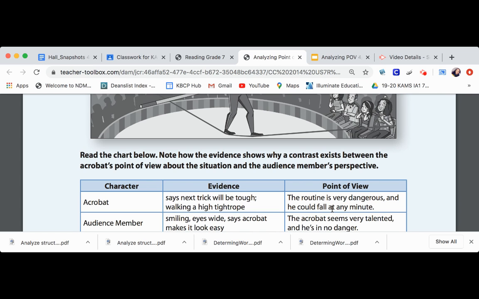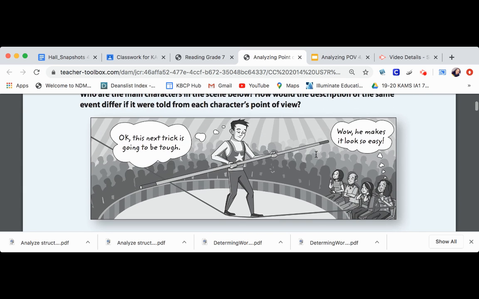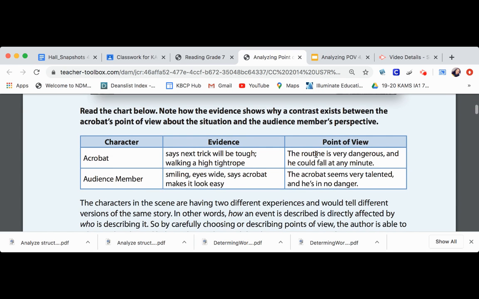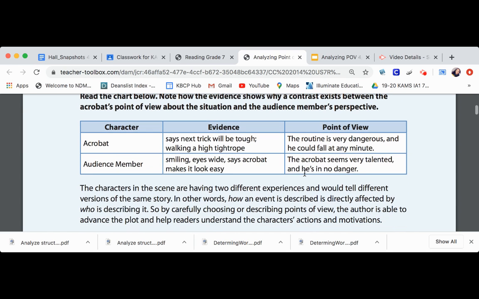While the audience member is like, oh my God, this guy's amazing. This is so easy. And she can go home analyzing what happened at the show, and her point of view is he was very talented and he didn't seem like he's in any danger. Like he knew everything that he had to do. Right? Okay.